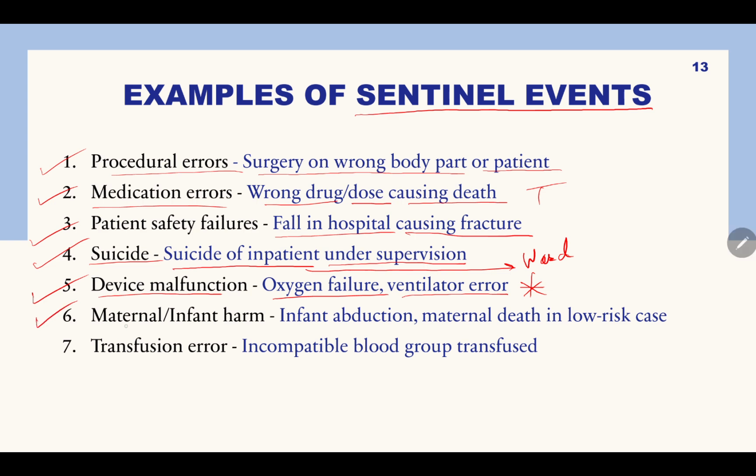Then maternal and infant harm. If you study PSM properly, you will learn about maternal mortality and infant mortality rates. That signifies the development of the hospital, the development of healthcare in a particular country. Infant mortality rate is the best indicator, and death of child under 5. But maternal mortality rate also defines the effectiveness of the hospital. Then infant abduction, that is kidnapping of an infant, and maternal death in low risk cases.